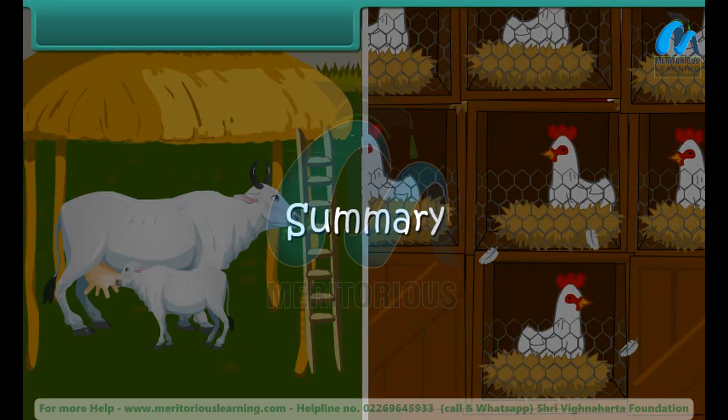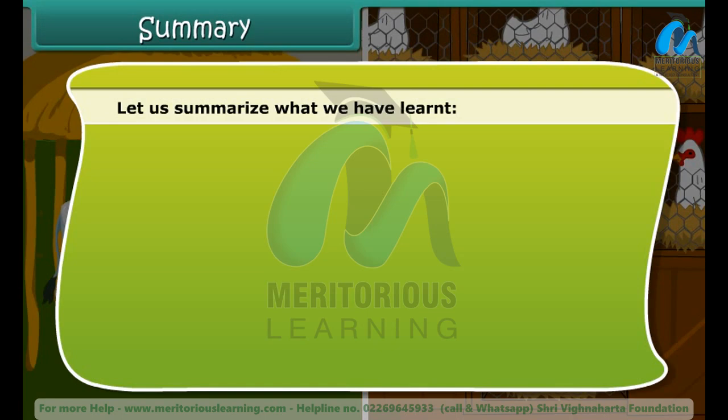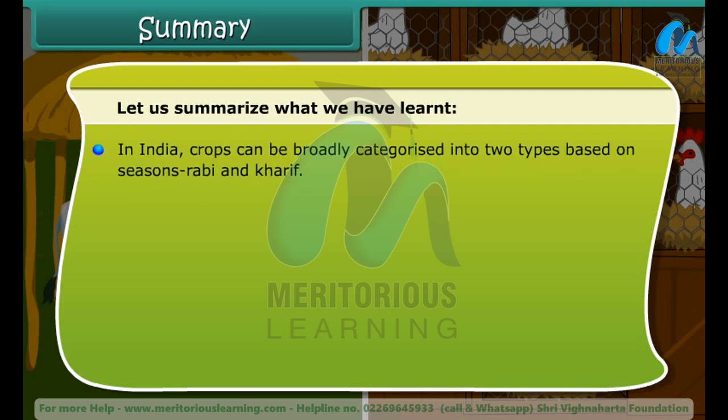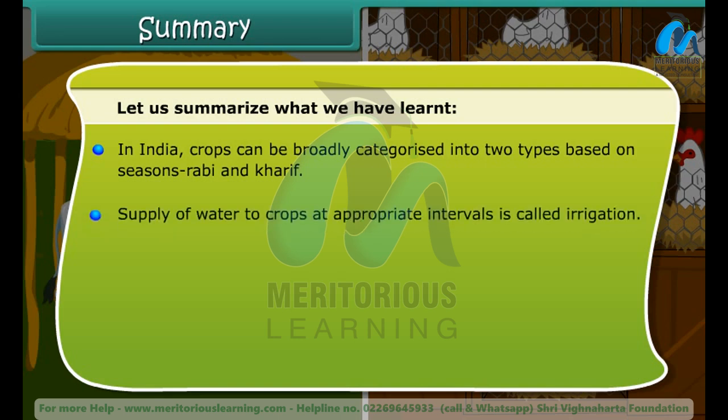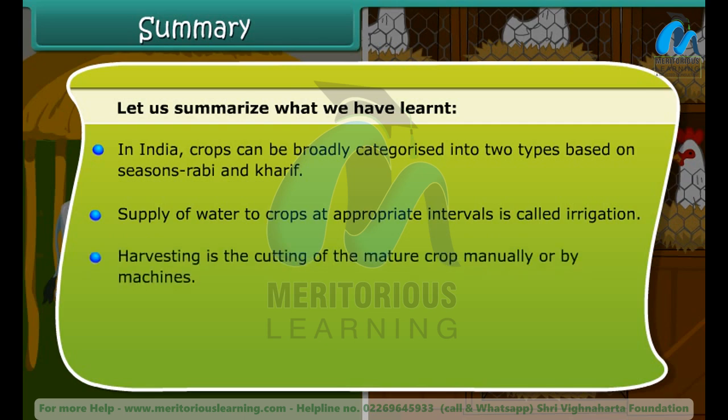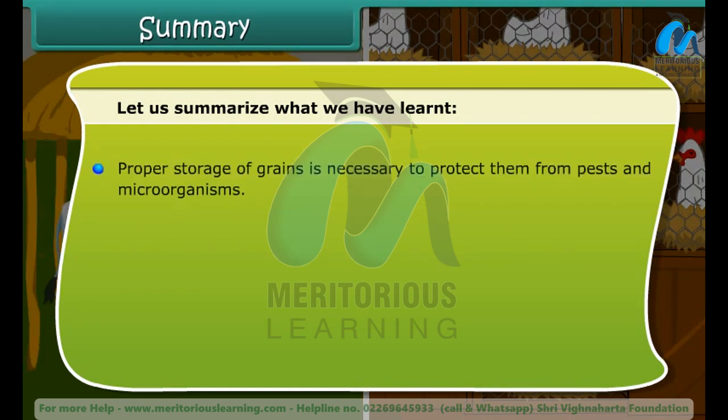Summary. Now friends, let us summarize what we have learned so far. In India, crops can be broadly categorized into two types based on the seasons they are grown in: Rabi and Kharif. Supply of water to crops at appropriate intervals is called irrigation. Harvesting is the cutting of the mature crop manually or by machines. Separation of the grains from the chaff is called threshing. Proper storage of grains is necessary to protect them from pests and microorganisms. Animal husbandry.